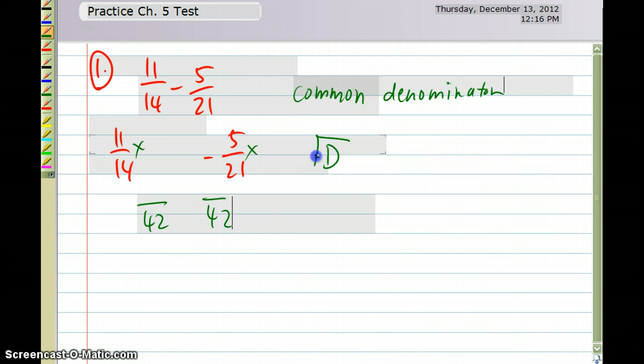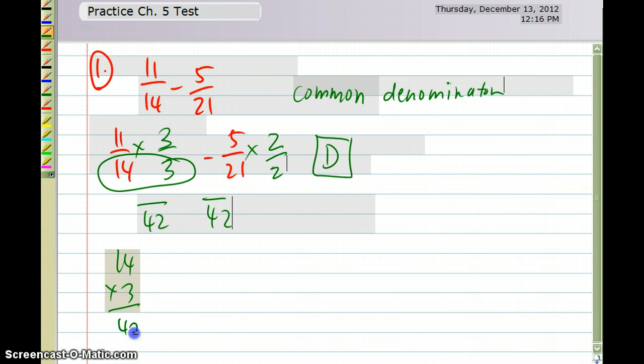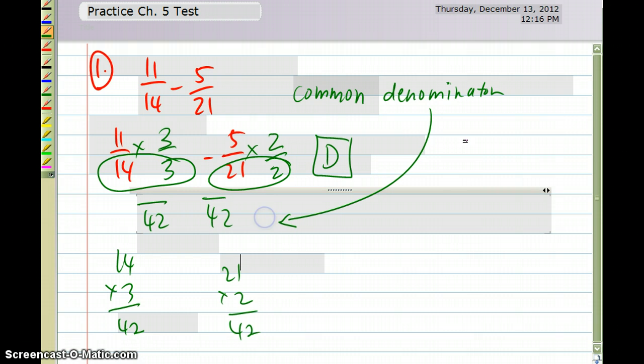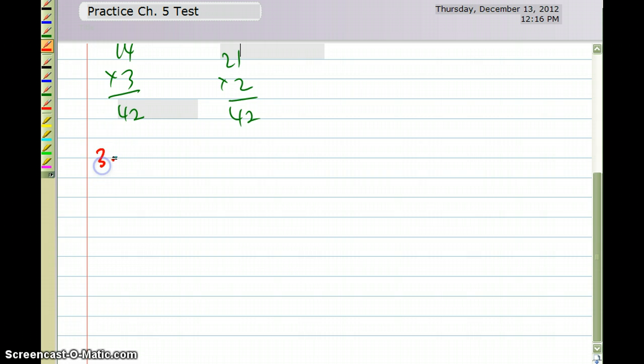So if you look at choice letter D, you will see 3 over 3 in the parentheses, and then 2 over 2. When we do 14 times 3, we get 42. If I do 21 times 2, I get 42, which is our common denominator, and so that's why the answer is D. All the other choices, if you multiply the denominators, they're not common at all. All right, skip down to number 3.